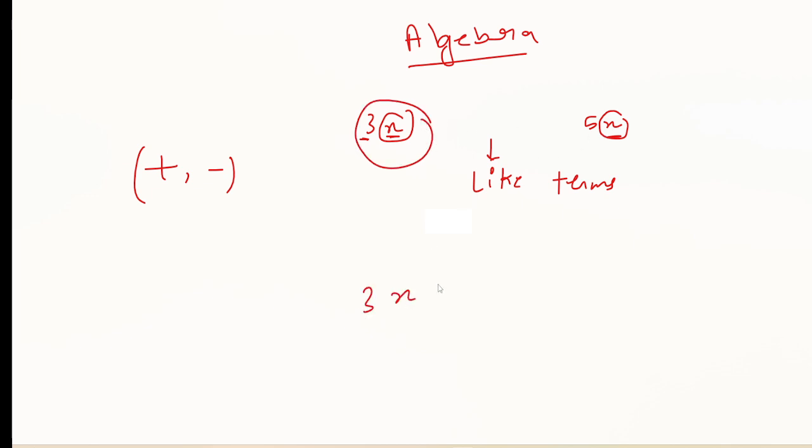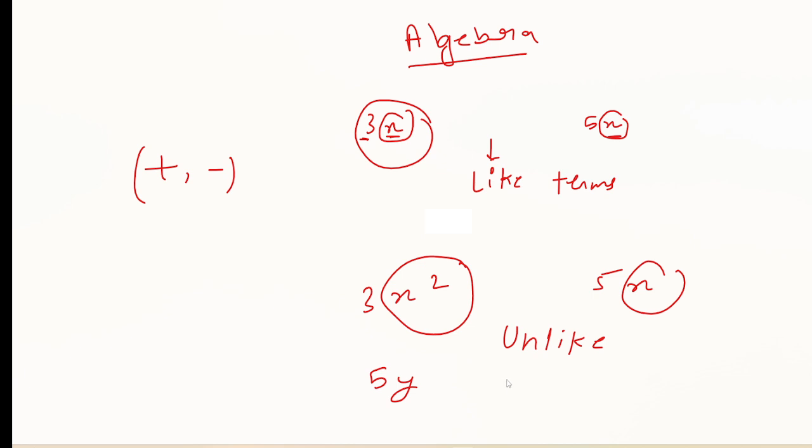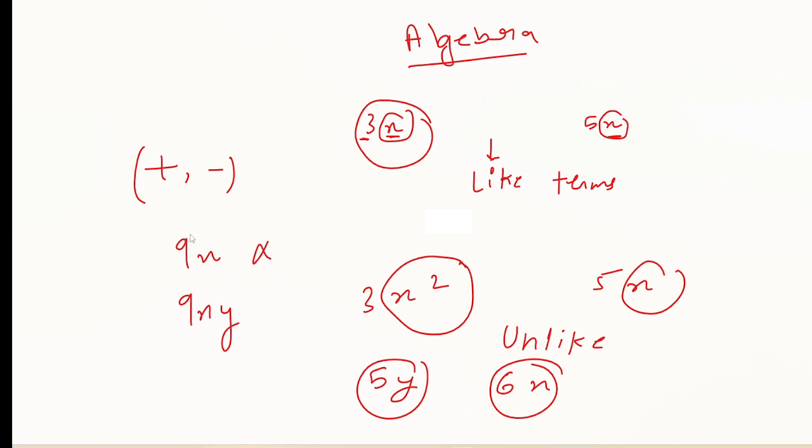For example, if you have 3x square and 5x, because this is x square, this is x, they are unlike. Or if you have 5y and 6x, they are also unlike. Okay, if you have 9x and 9xy, this is again unlike, because we don't have to check the constant, we have to check the variable.